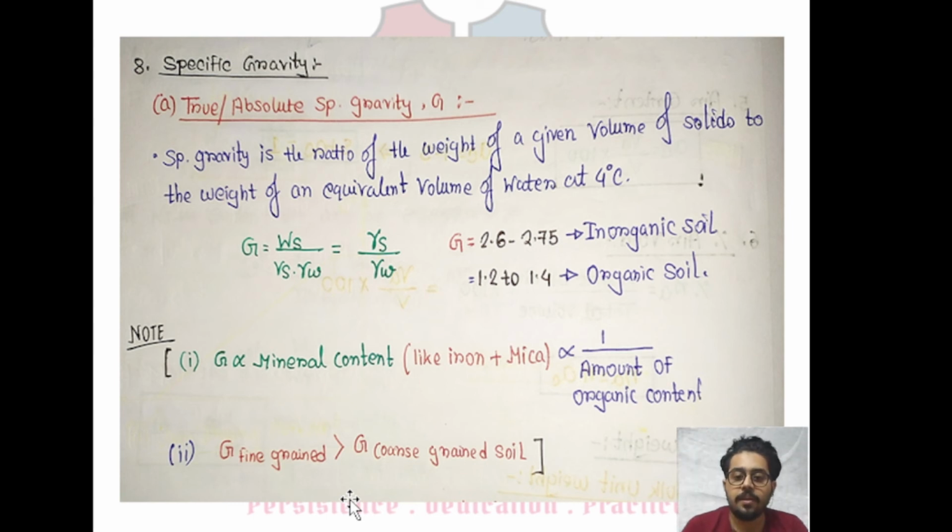Now specific gravity varies between 2.6 to 2.75 in case of inorganic soil. It varies between 1.2 to 1.4 in case of organic soil. Now what does specific gravity help to represent? Specific gravity is proportional to the mineral content like iron plus mica, and it is inversely proportional to the amount of organic content. Specific gravity of fine grained soil is more than the coarse grained soil. Remember this.